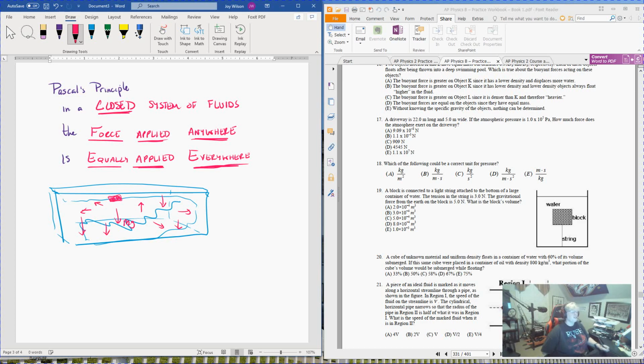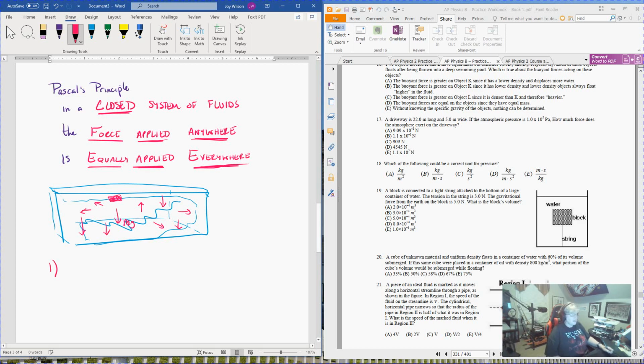So the overall force on the fluid changes when you add a force. Even if you just push water down with your little finger, that force gets applied and transmitted everywhere in that closed fluid. And so what that leads to is two different things.